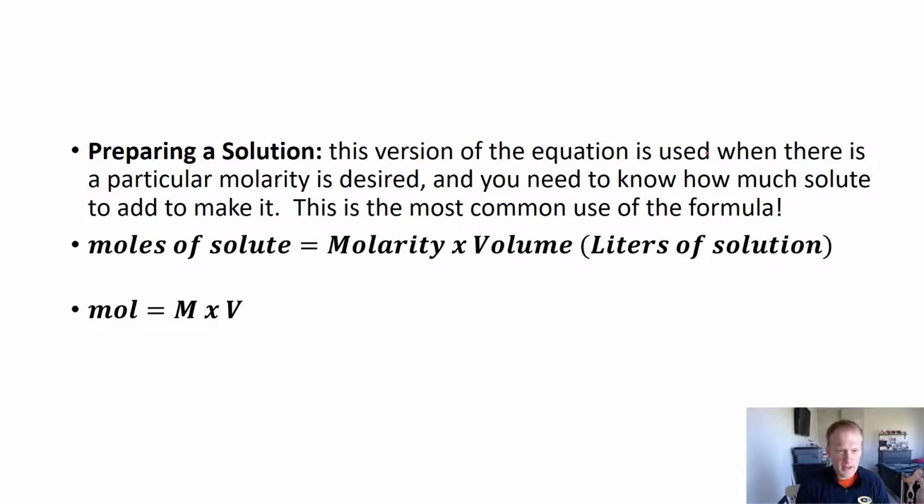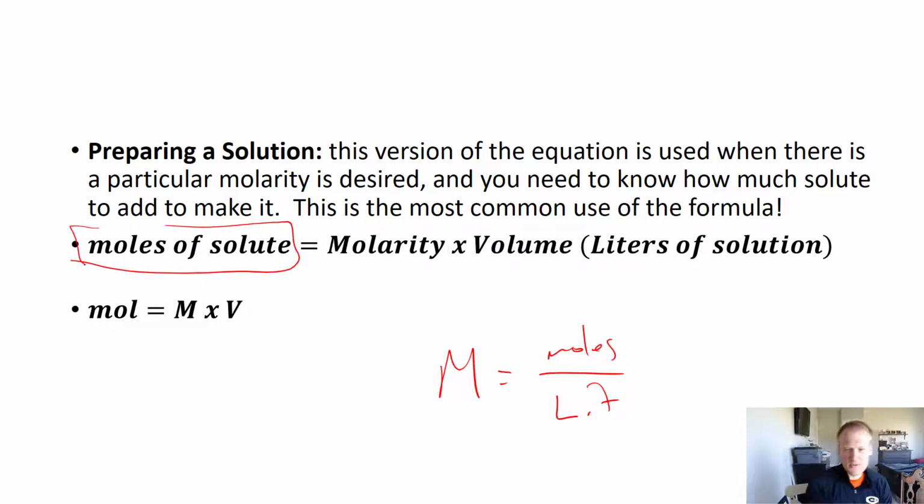Okay, there's a couple other things here. This is if you're preparing a solution. This version of the equation is used when there is a particular molarity that is desired, and you need to know how much solute to use. So if I said make a 5 molar solution, so you know your molarity, how much solute do you need? You would calculate it like this. This is still M equals moles over liters. We've just rearranged the variables algebraically to solve for moles of solute.